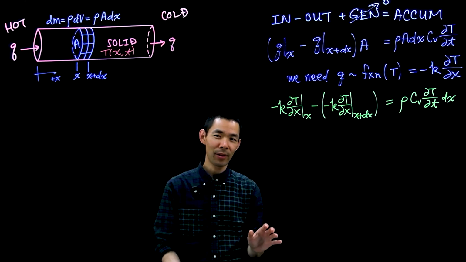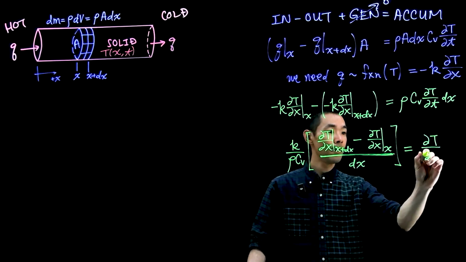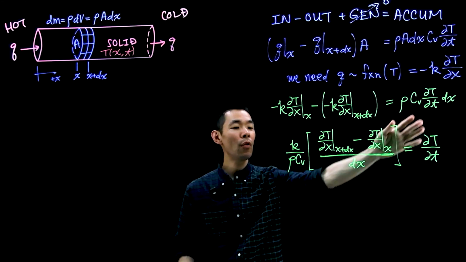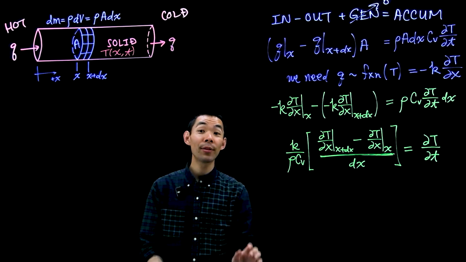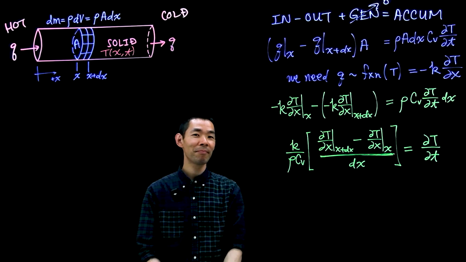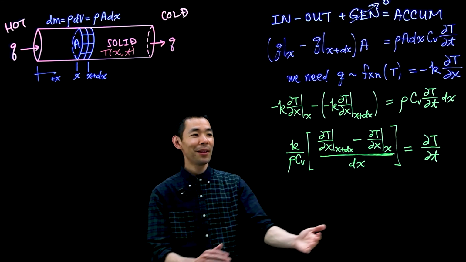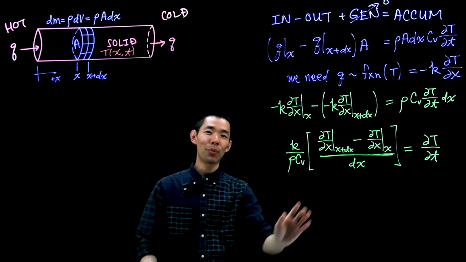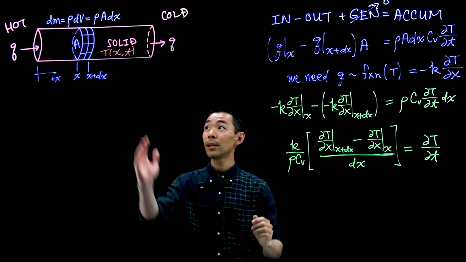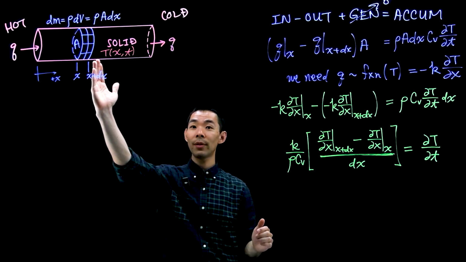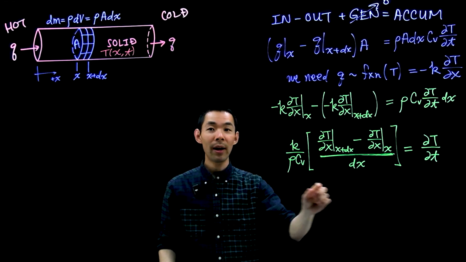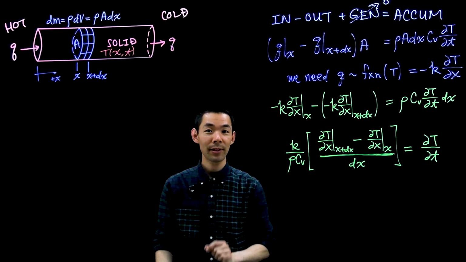Now let's simplify this a little bit. Okay, so all I've done is just a little bit of algebra. I've brought the material properties over onto the left-hand side. I've also divided through by the small increment dx. Now, what's the stuff inside this bracket? Derivative of the temperature with respect to position at the right-hand boundary of the shell minus the left-hand boundary divided by the small little increment dx.